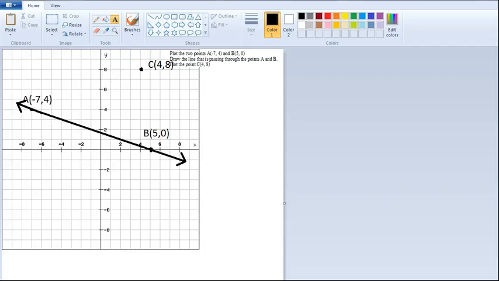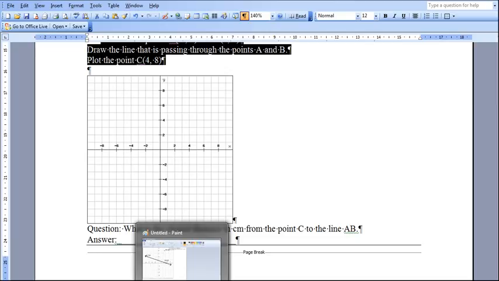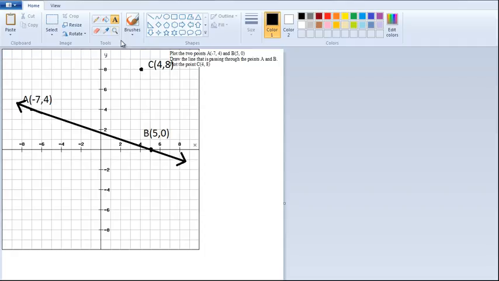So, what was the question? Now we've done this. What is the closest distance in centimeters from the point C to the line AB? And this means the closest distance from the point C to any point on this line. Remember, this line just continues like this, never ends in both directions, right? So it can be any point on the line that never ends. So it can be this point, this point, this point. It doesn't have to be A or B.